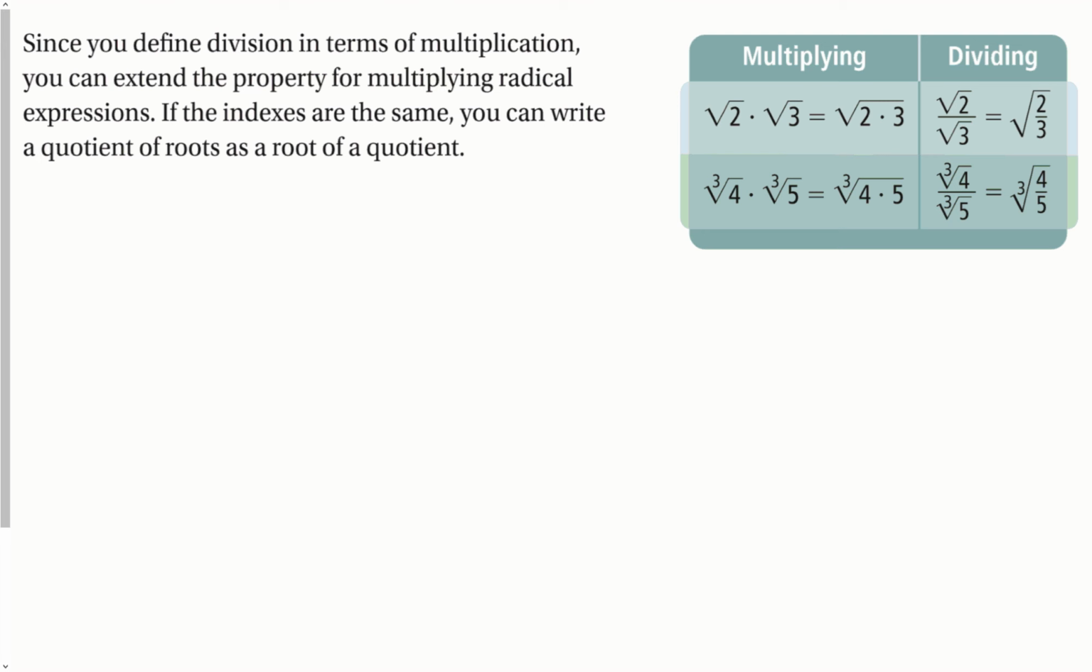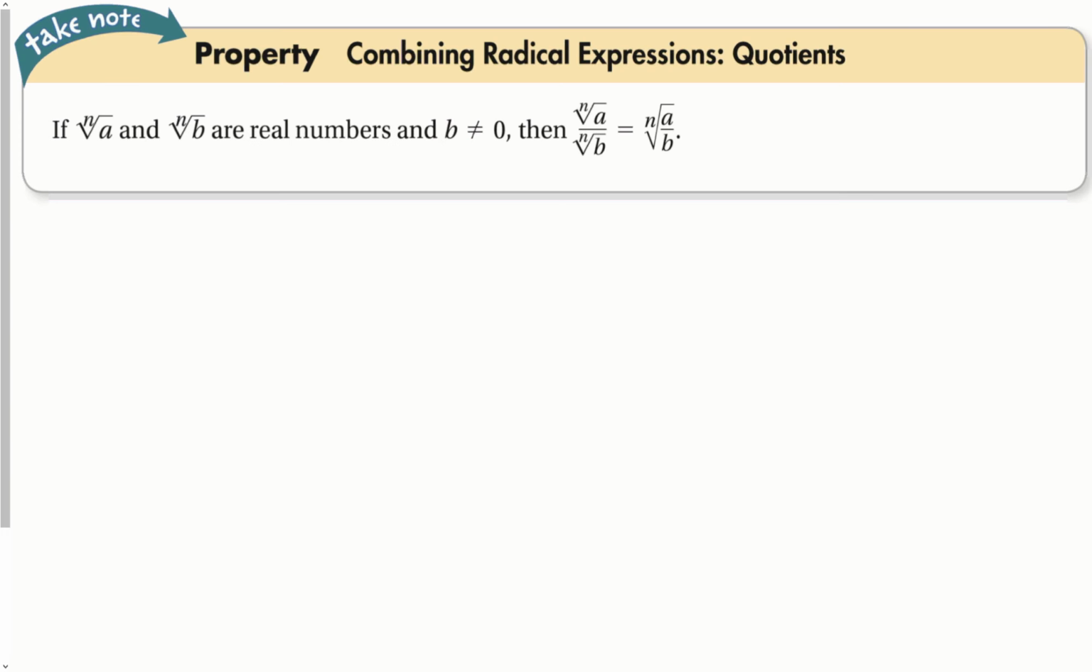Division is going to work the same. So since we define division in terms of multiplication, we can extend the properties from multiplying radical expressions. So if the indexes are the same, we can write the quotient of roots as the root of a quotient. So because we can combine them with multiplication, we can combine them into one with division. And the same for cube roots, any root, really. Our property is the same. We assume they're real numbers. We can put them together.